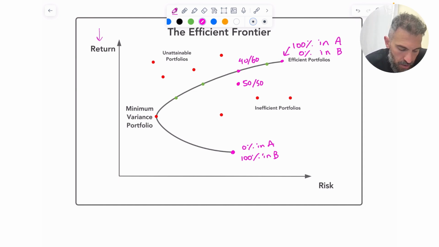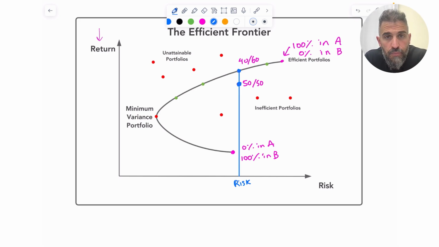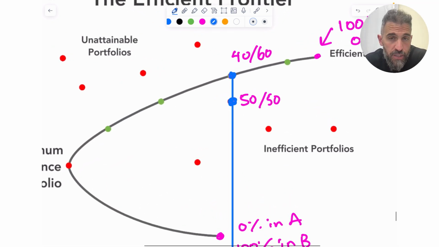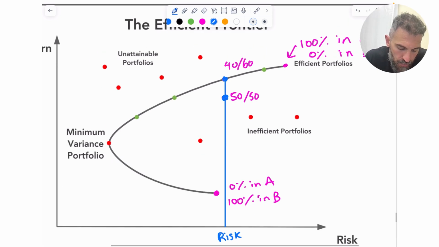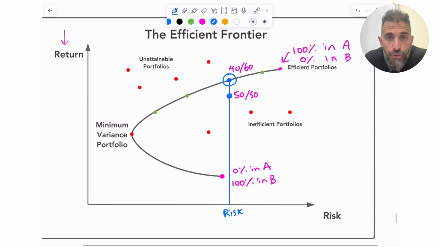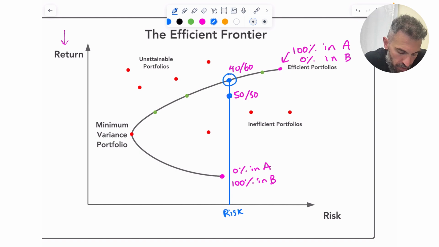Why? Well, if you look at these two, they're made with the same two stocks. They have the same risk, but the one above it has a higher return. So for the same risk, you're getting a better return. So this portfolio, the one above, is dominating the one below it. This portfolio here represents the highest return you can earn for that particular amount of risk. And that's what every portfolio on this line represents. The maximum return you can earn for that given level of risk. And anything less than it is inefficient.